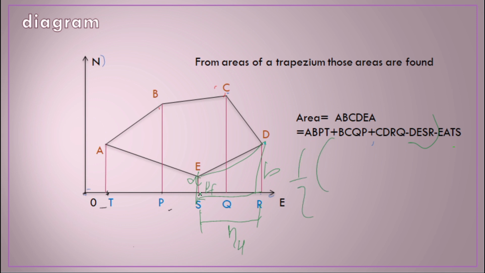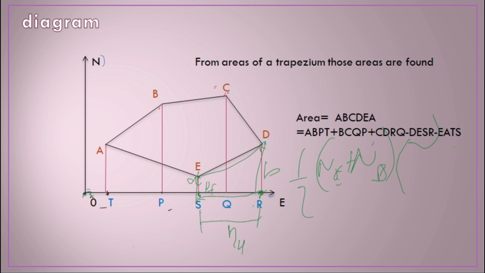So this will be a half into A. A is the distance from here to where E is, and that is the northing of E, plus the northing of D, the distance from here to where D is found. Then multiplied by H, that is the distance between here and here, so the distance between S and R.